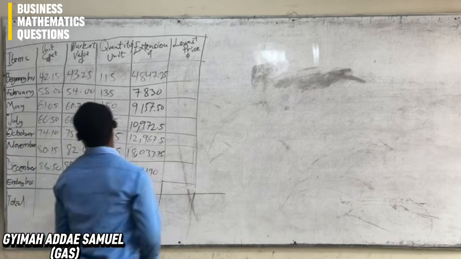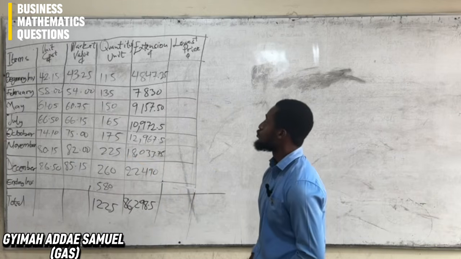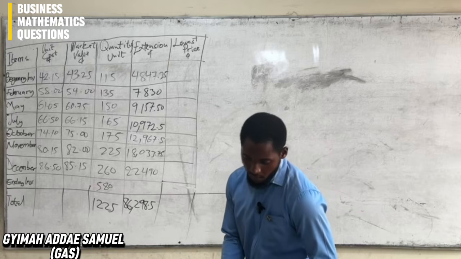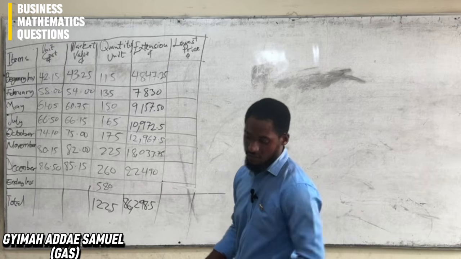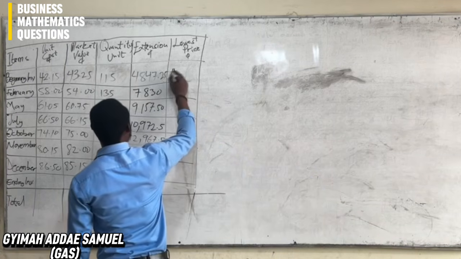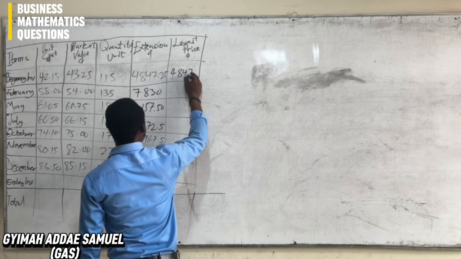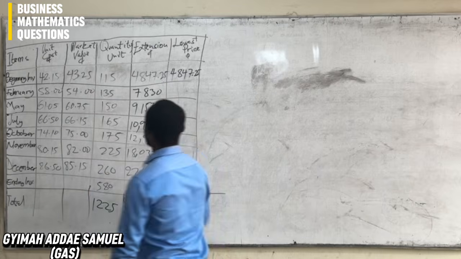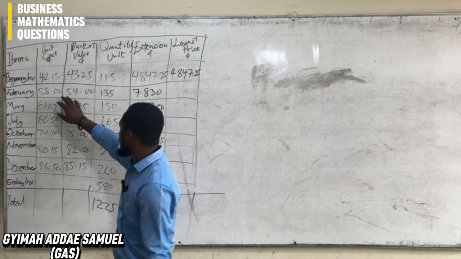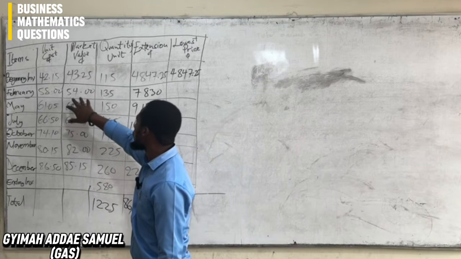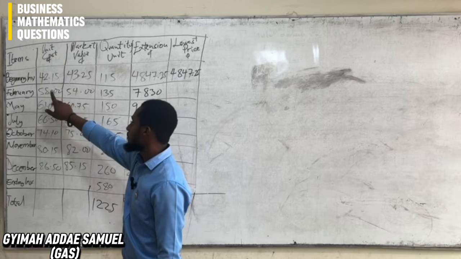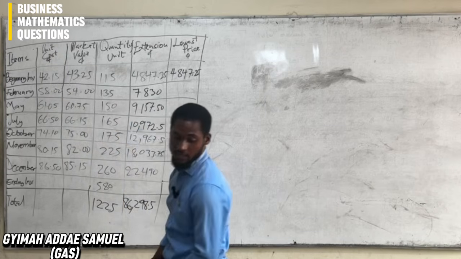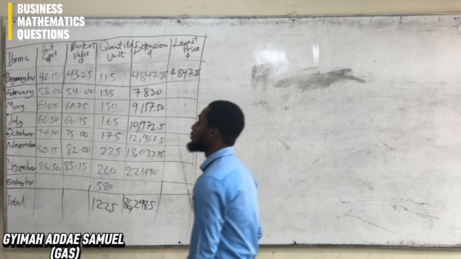So we begin with the beginning inventory, which has 42.15. We are getting 4,847.25. And now we come to February. We compare these two. We get to know that 54 is smallest, because there's no way 54 is higher than 58. So we multiply 54 by 135 and we get 7,290.